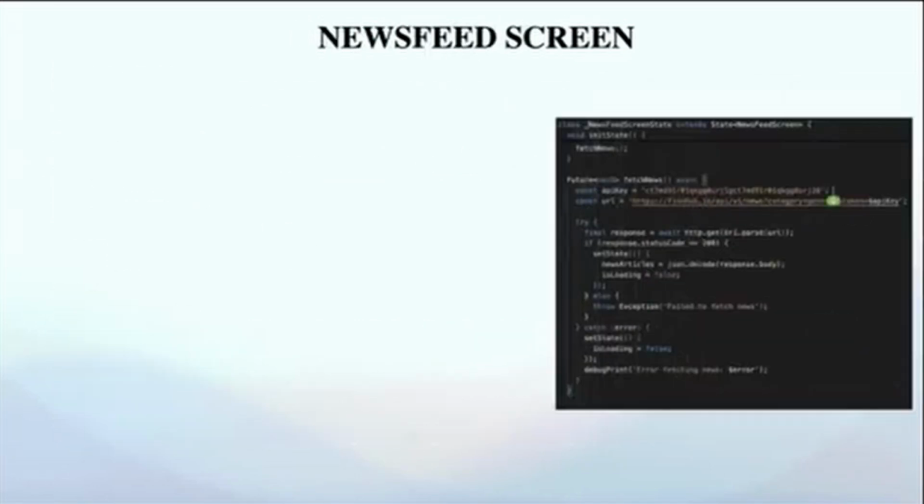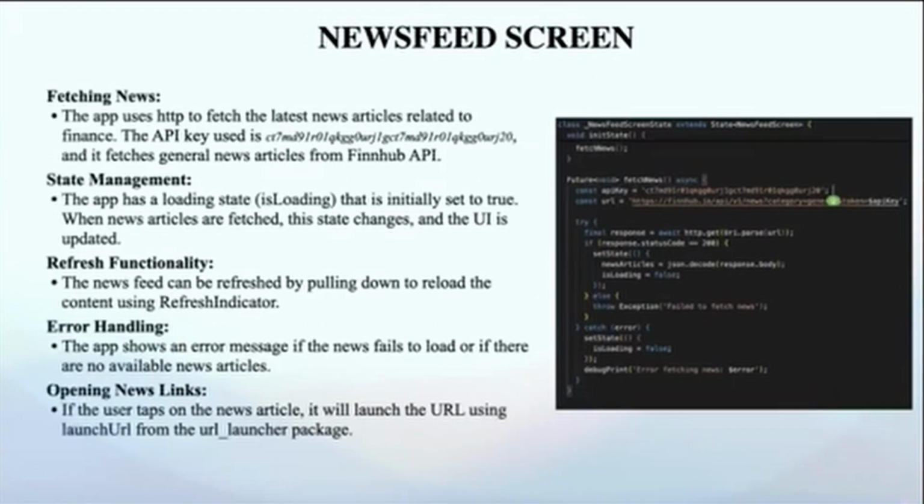The next screen is the news feed screen. You can also see a snippet of each of these screens showing on the right side. So what happens here is, first we have fetching news. The app uses an API key to fetch general news articles from the FinHub API.